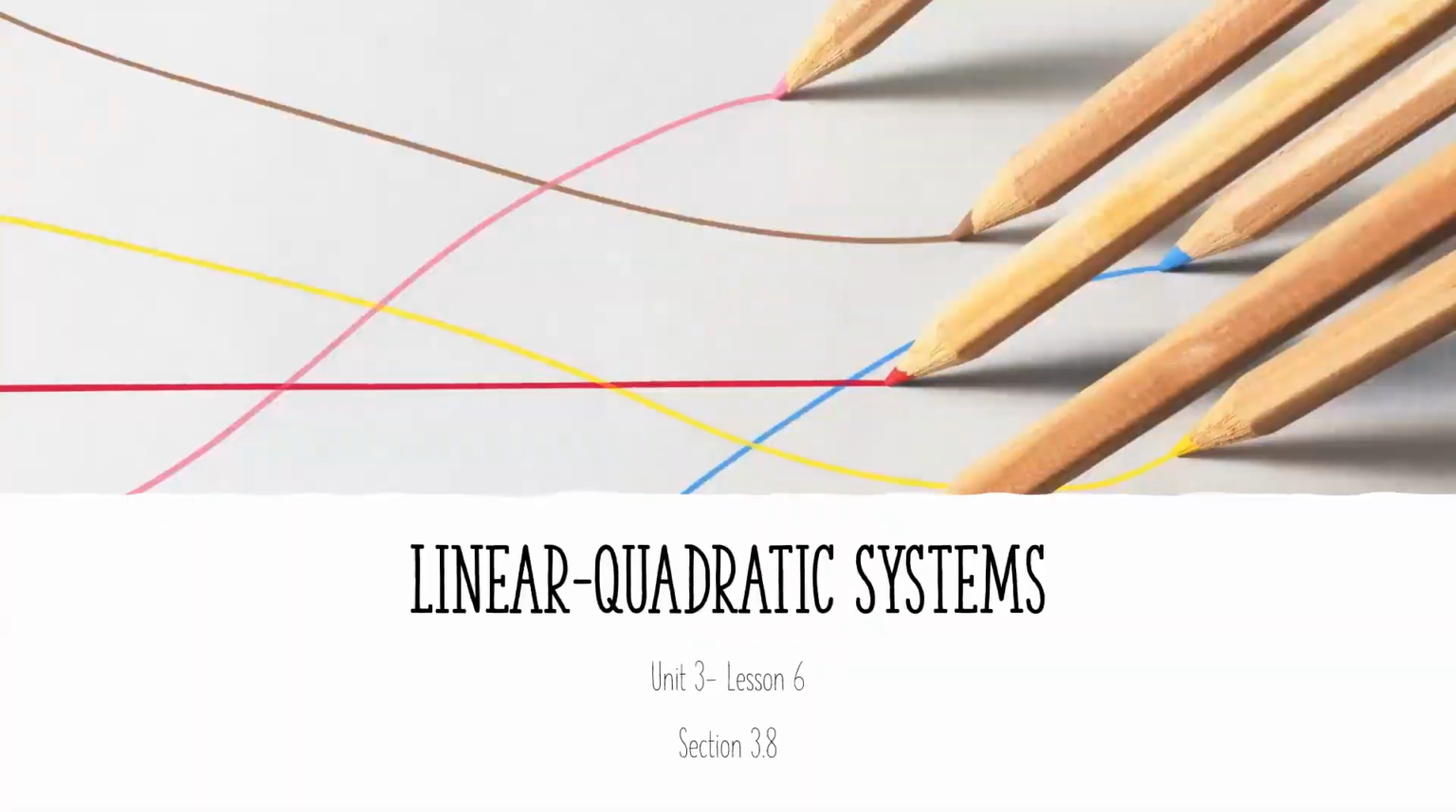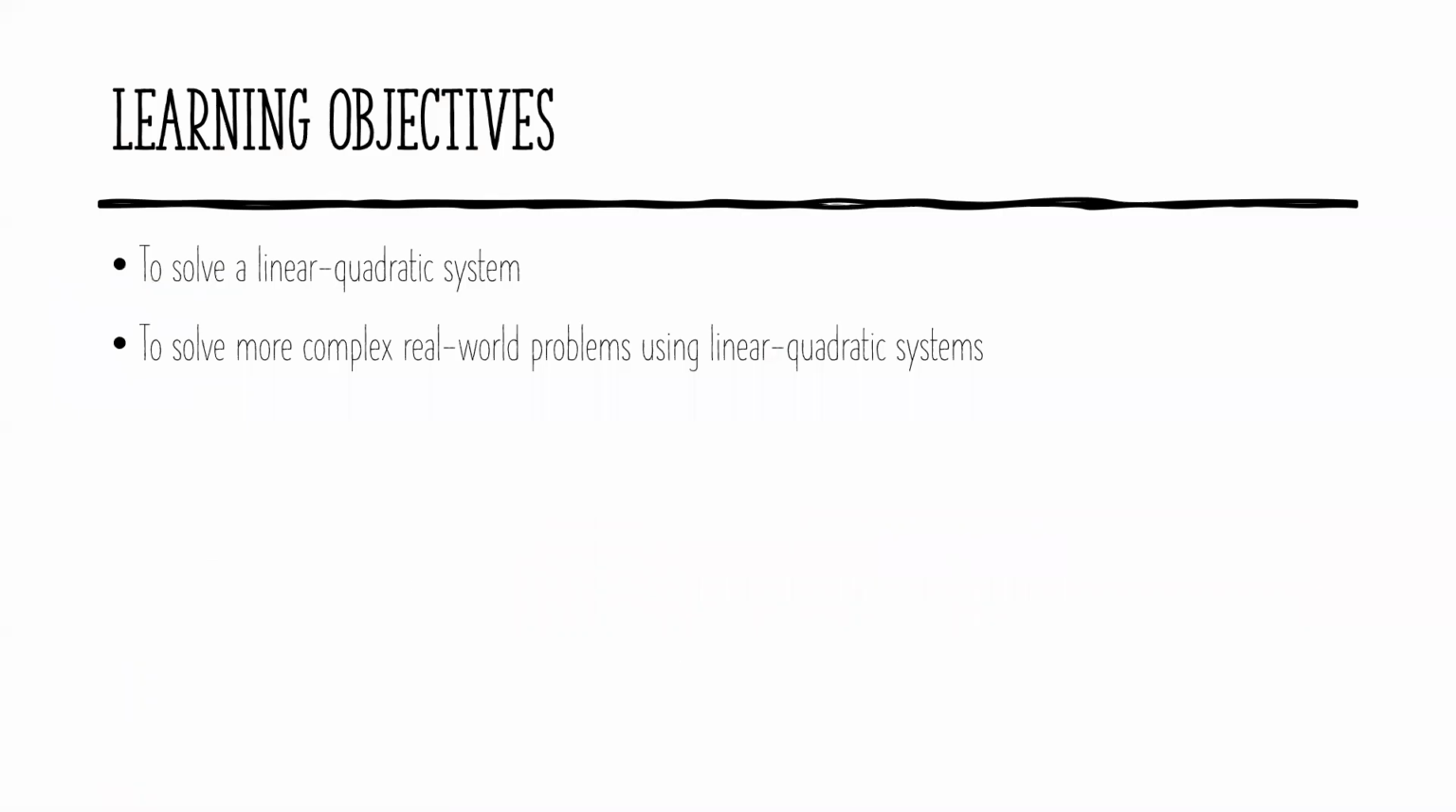So today we're going to cover linear quadratic systems. Like I said, this is the last lesson in unit 3. So I'm just going to go over the lesson as much as I can during this time. In this lesson, pretty easy learning objectives. We're just going to learn how to solve a linear quadratic system. We'll talk about what that is and then solve more complex problems related to that.